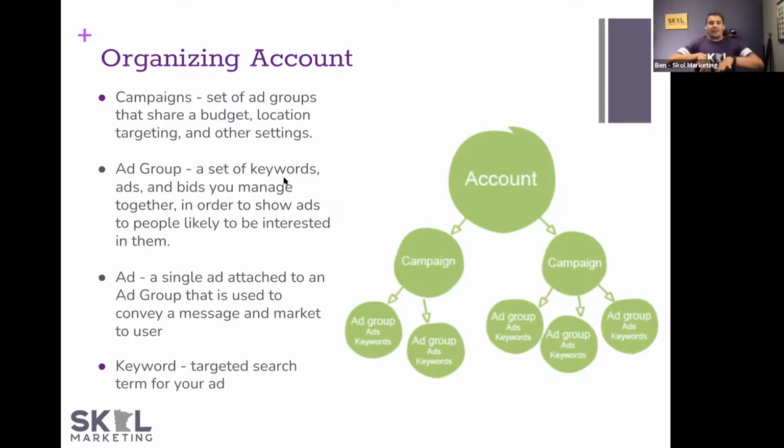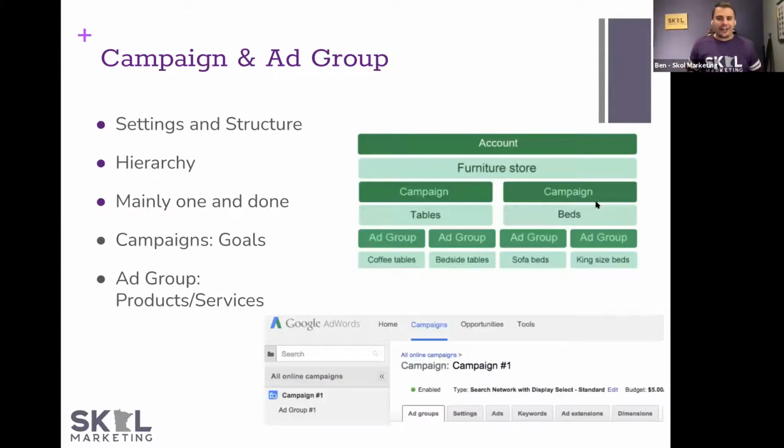Ad groups are a set of keywords and the actual ads that are going to pop up. Then we have ads, which are the actual single ads, and then keywords. Again, none of that really means anything until we start putting it into an example. So on the right-hand side here, you can see an example. We have a furniture store.